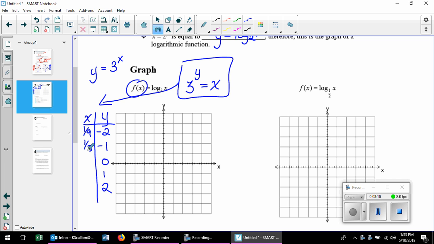1/9, 1/3, 1, 3, and 9. Because I want you to put 2 into this equation. So 3 to the exponent 2 is 9. So when you get a logarithm, pick y values. Does that make sense to everybody? Or you can do the table of values for this and then flip them.